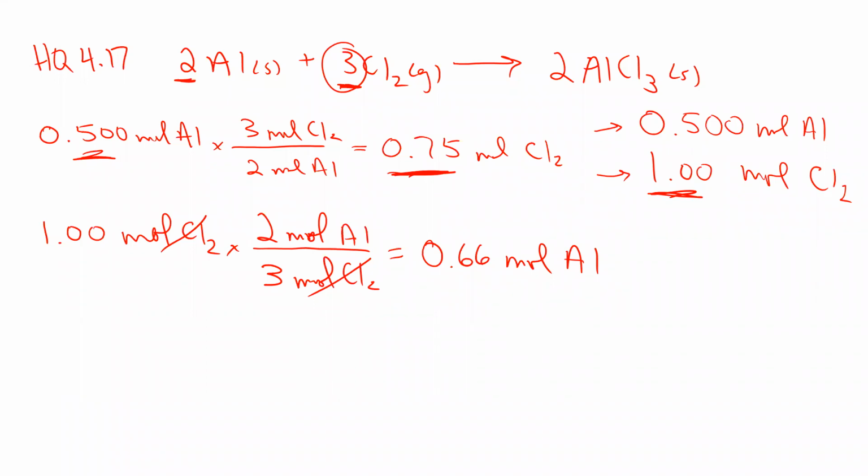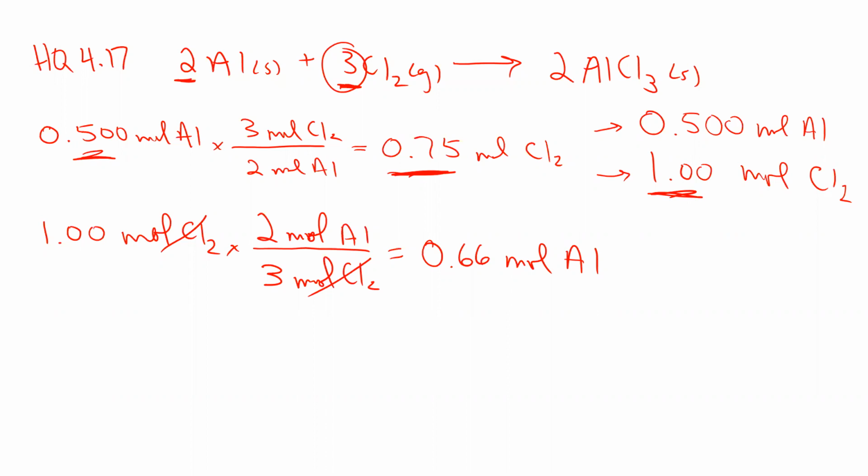So we use a calculation for chlorine as well to say, okay, based on the chlorine, how much aluminum would I need? I would need 0.66 moles of aluminum. I don't have that. I only have 0.5 mole. So that means I'm going to have chlorine left over. I could use more, but I don't have enough aluminum in that reaction.